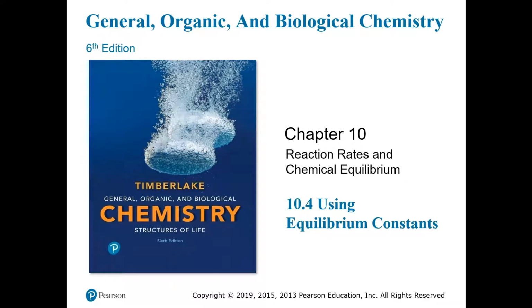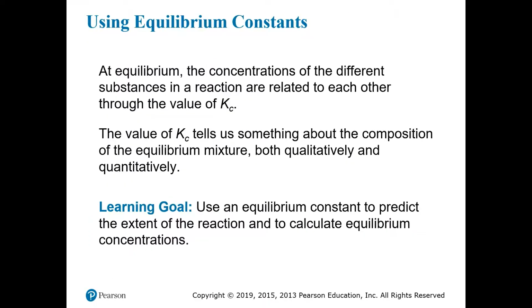This is Chapter 10, Section 4, Using Equilibrium Constants. We learned in the last section that any reversible reaction can be characterized by an equilibrium constant, and that the equilibrium constant expresses the relationship between the various concentrations of the different substances involved in the reaction at equilibrium. In this section, we're going to learn how Kc can tell us more about the composition of this equilibrium mixture, both qualitatively and quantitatively.